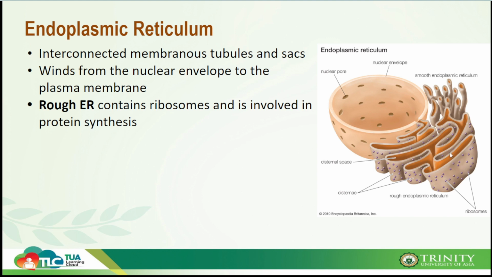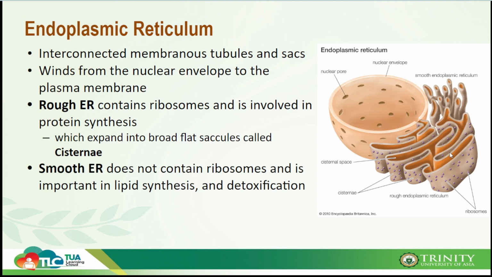The RER is important for protein synthesis, while your smooth endoplasmic reticulum is important for lipid synthesis and also for detoxification. Now, I would like to emphasize this because if we think about it, our liver is important for detoxification and also for lipid synthesis. Thus, it means that our liver contains a lot of endoplasmic reticulum.